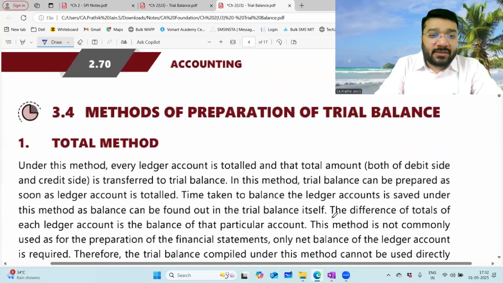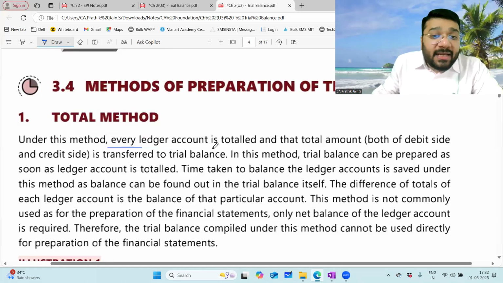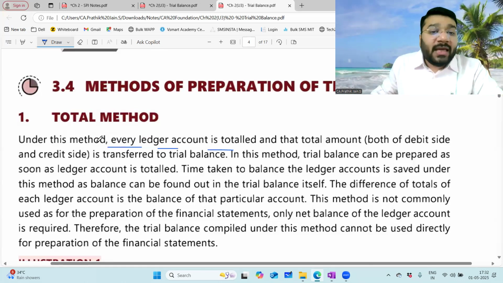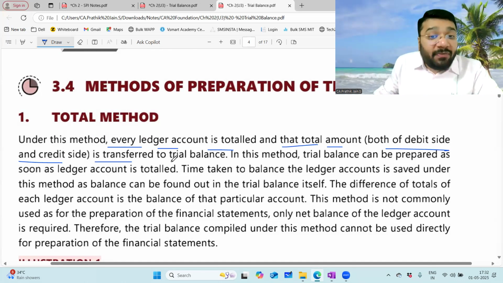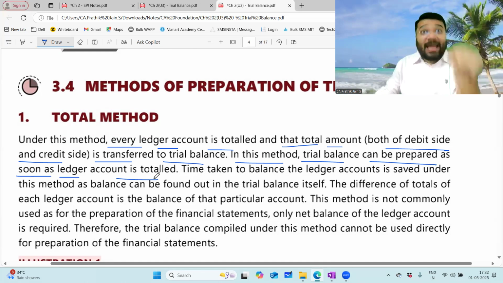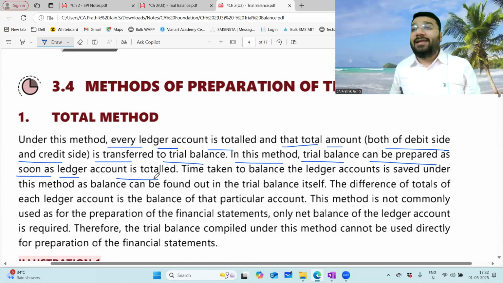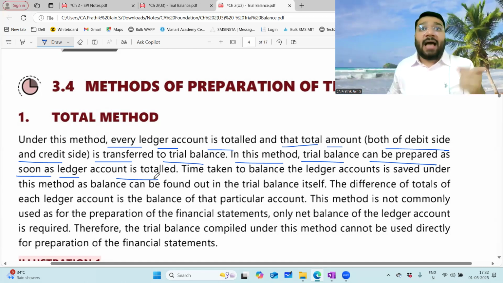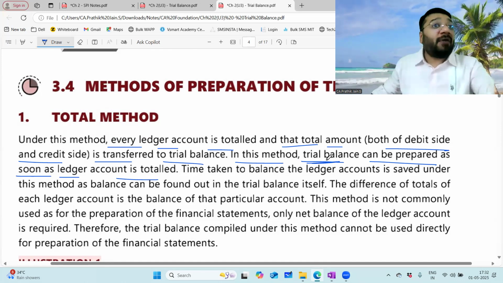Now coming back to the theory. Now it will make sense. Under this method, every ledger account is totaled. That's what we did. We did the total of debit, total of credit. Every ledger account is totaled, and that total amount, both on debit and credit side, is transferred to trial balance. In this method, the trial balance can be prepared as soon as the ledger account is totaled. The moment I totaled it, I transfer the data to trial balance. Did I wait for balancing? No. I don't have to wait till balancing.